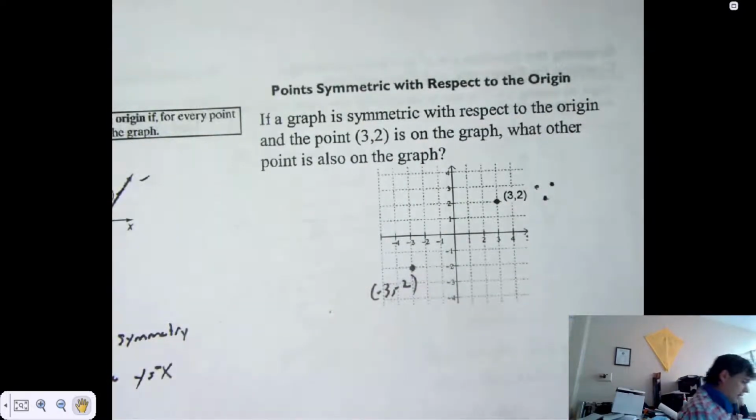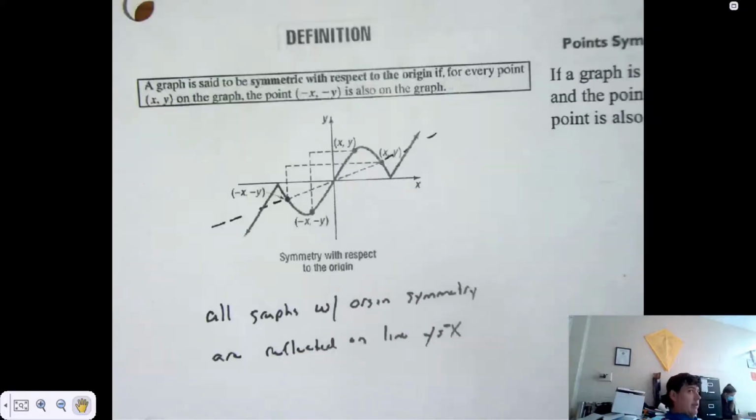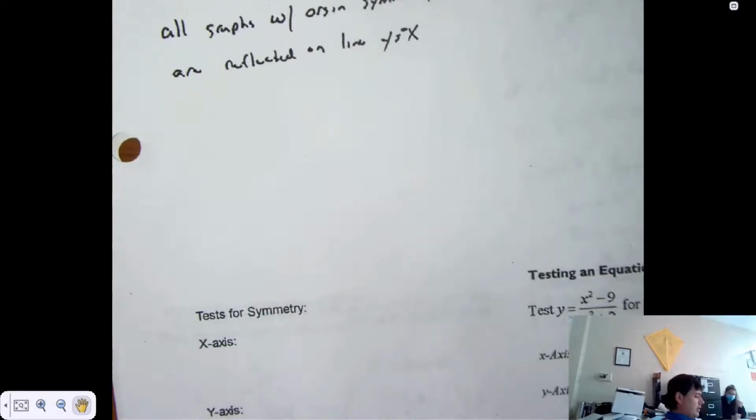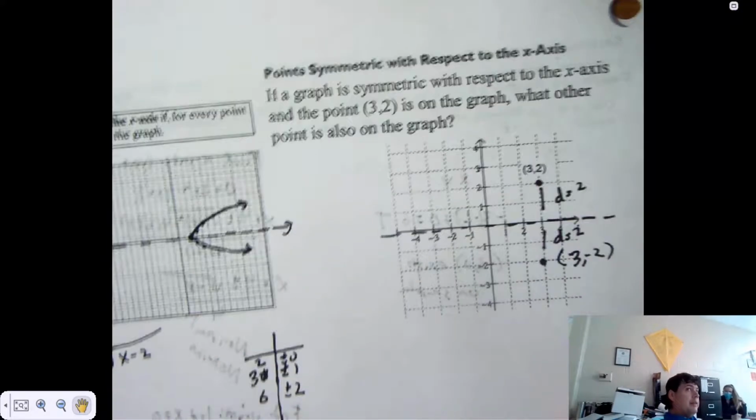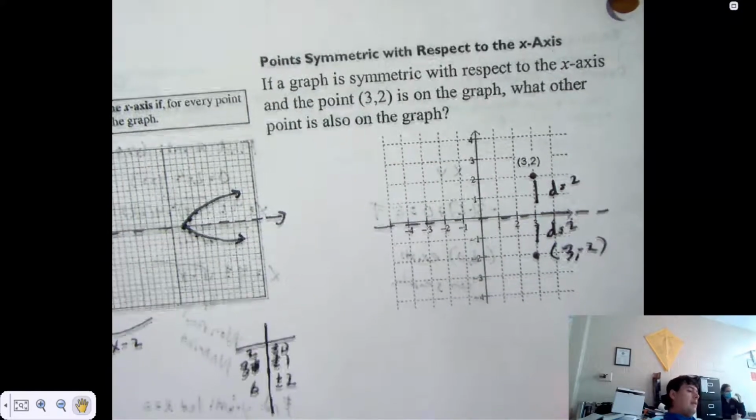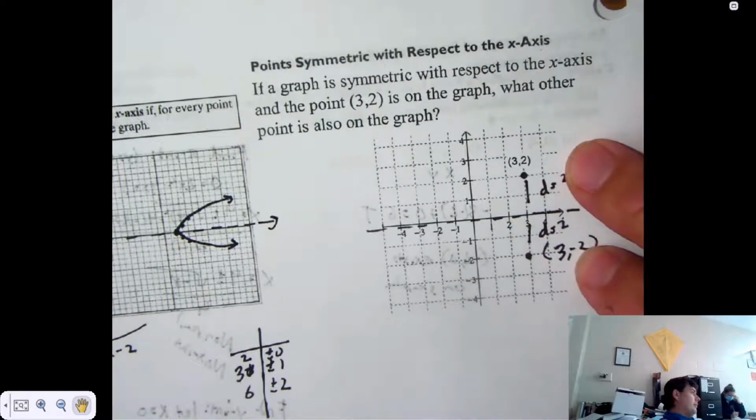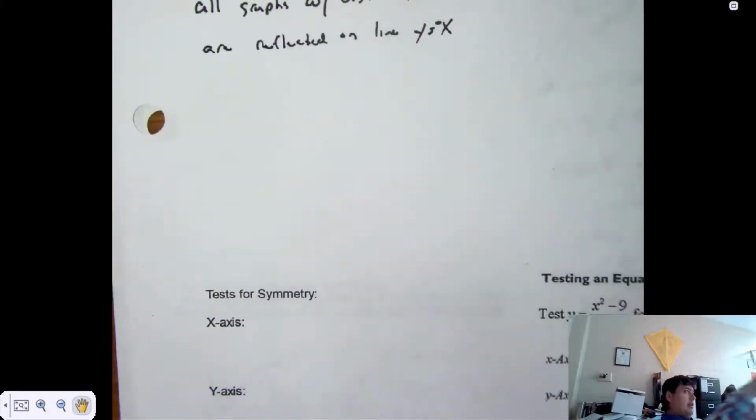So the last couple of slides just went over the basic ideas of being symmetrical with certain things: the x-axis, the y-axis, or the origin. But now you actually need what's called the test for symmetry. First test for symmetry is the x-axis. And x-axis symmetry was right here. What changed signs? y changed signs.